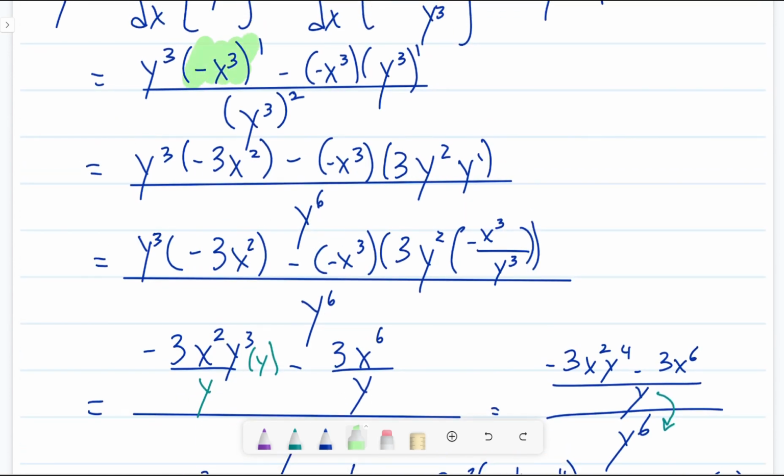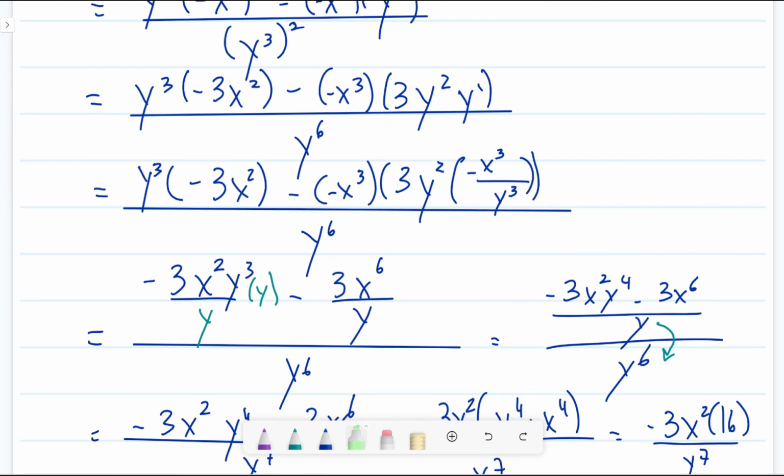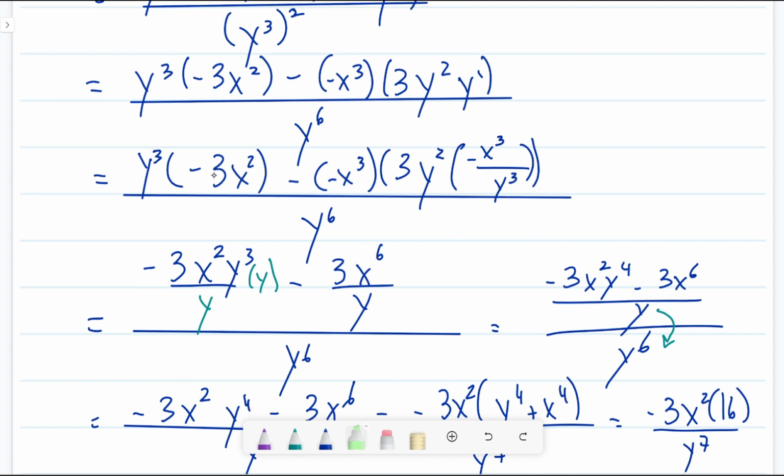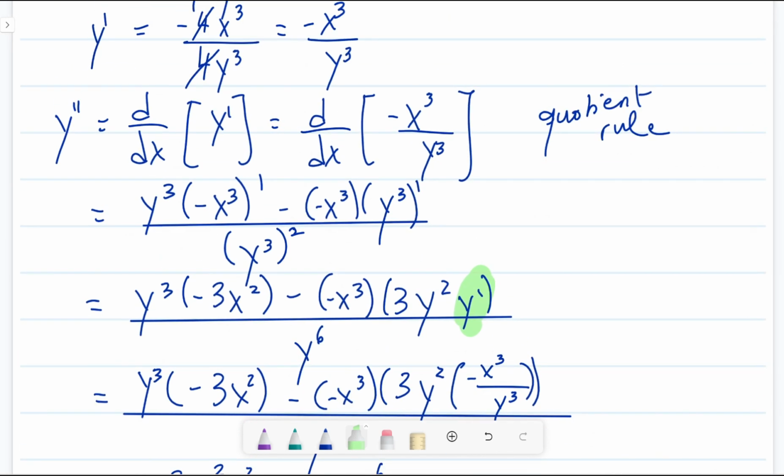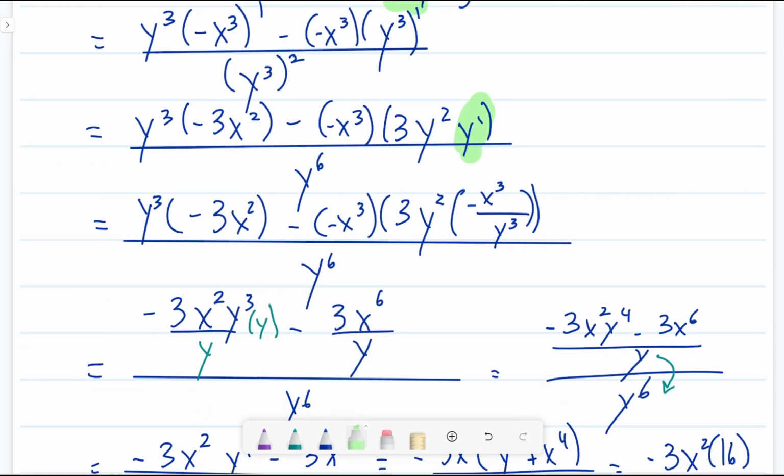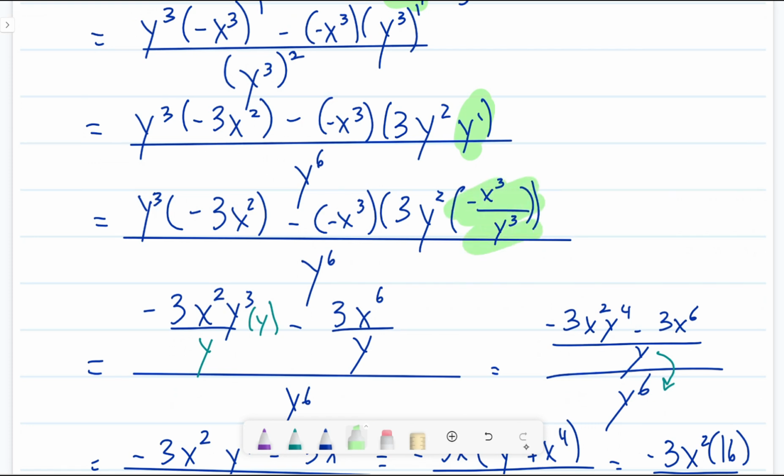What's the derivative of negative x cubed? We drop the power, so we drop the negative 3, and instead of x cubed, we have x squared. And what's the derivative of y cubed? Again, we drop the power. Instead of y cubed, we have y squared, and whenever we differentiate y, don't forget to write y prime after it. And now let's simplify a bit. So this becomes y cubed times negative 3x squared, minus negative x cubed times 3y squared. Instead of the y prime, we already found what y prime is, so we can replace it. We can write negative x cubed divided by y cubed in here.